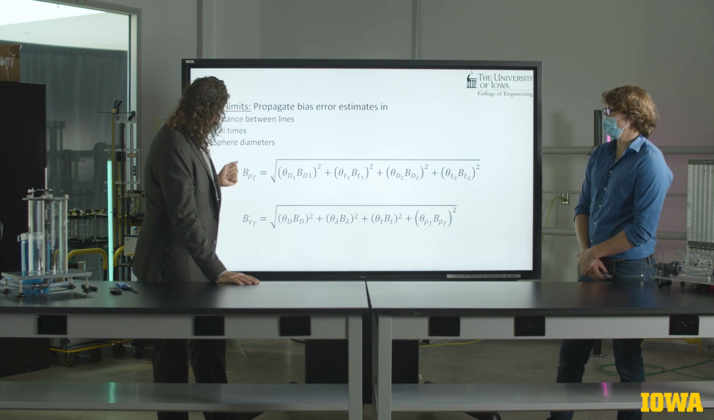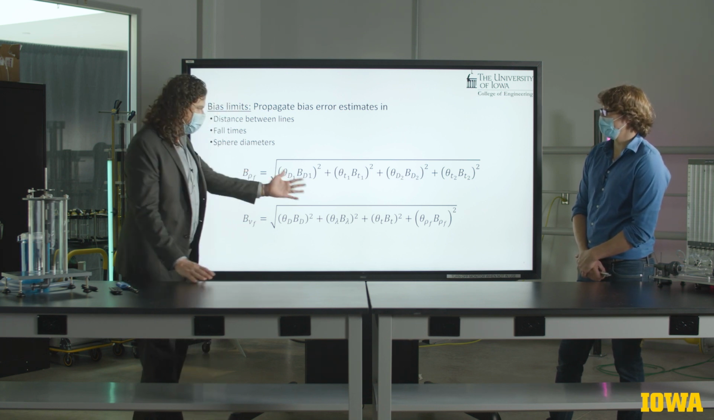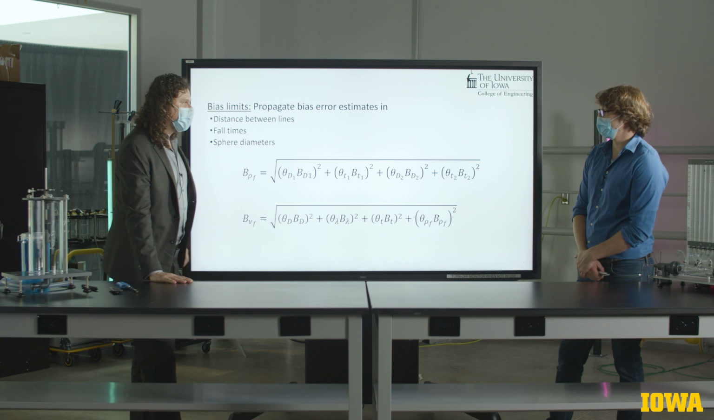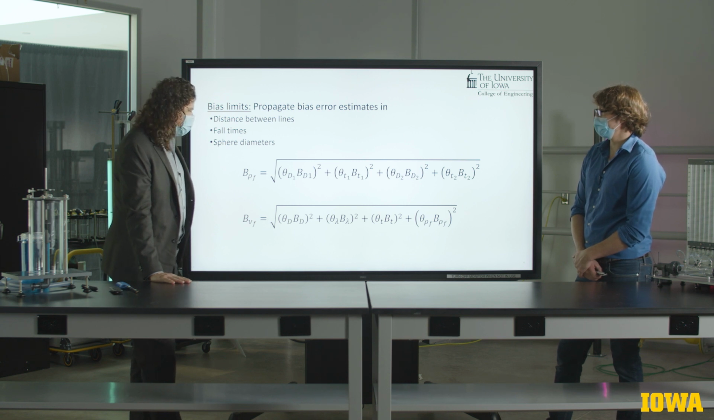of density, and equally the error associated with the viscosity.